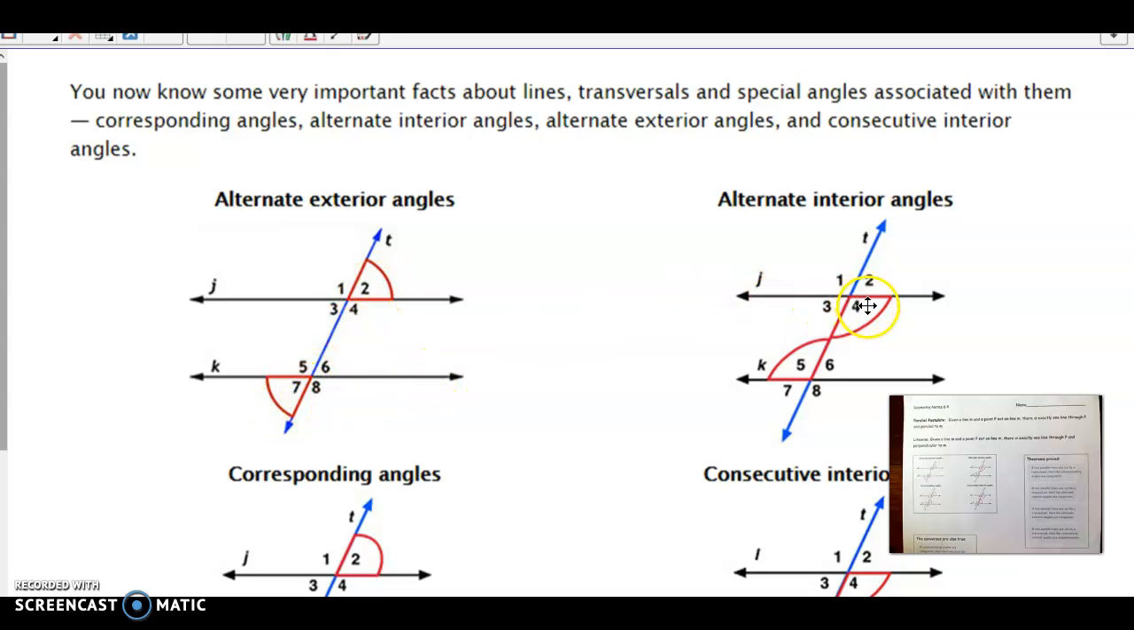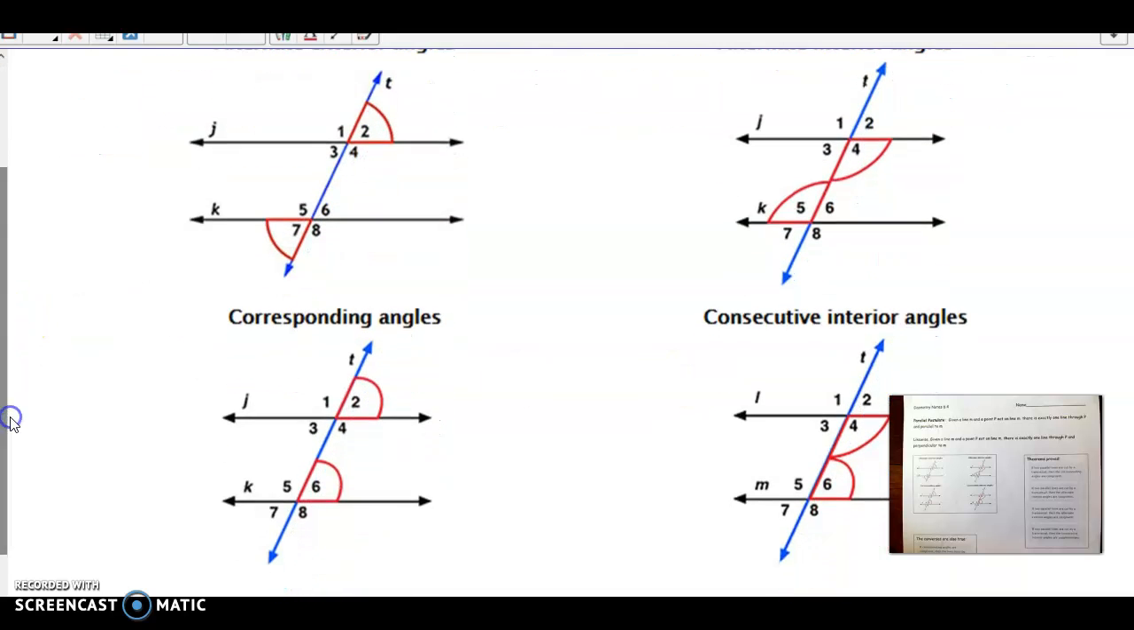Alternate interior are still on opposite sides of the transversal, but now interior tells you they are inside those two lines. So 4 and 5 are inside the lines J and K. Corresponding angles are angles that have to be on the same side of the transversal and on the same side of the other two lines. So angles 2 and 6 are corresponding. They are both to the right of line T, the transversal, and they're both above one of the lines. So 2 is above J and 6 is above K.